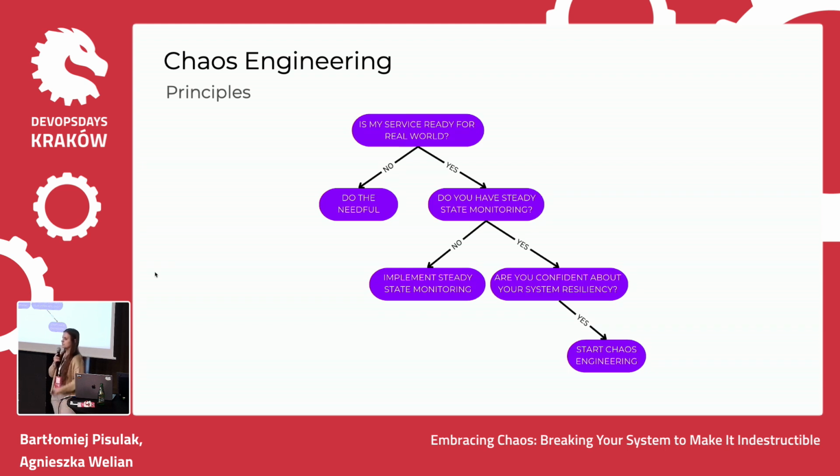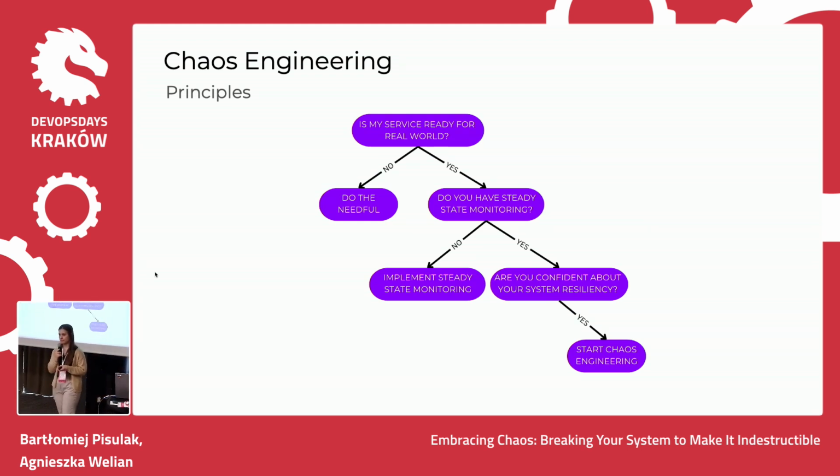So, how to start thinking about chaos engineering? There are some questions that you need to ask yourself about your system. The first one: is your service really ready for the real world? What does it mean? It simply means that most of the bugs are fixed and the system is working steadily. If that is in place, you can move on. If not, then do the needful.